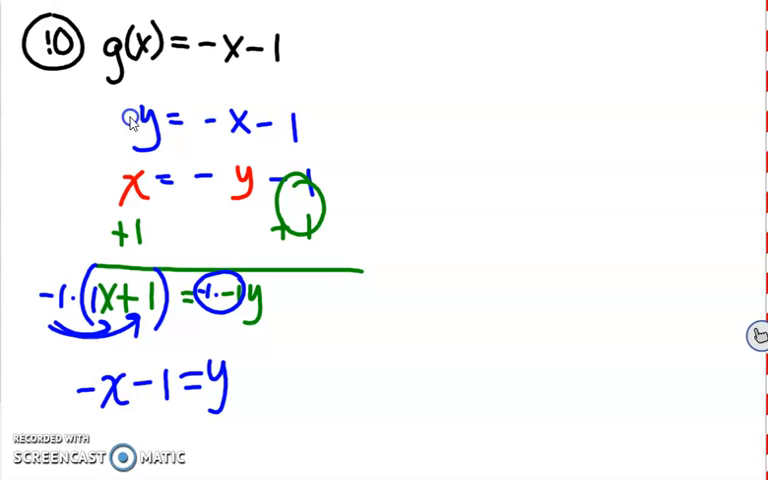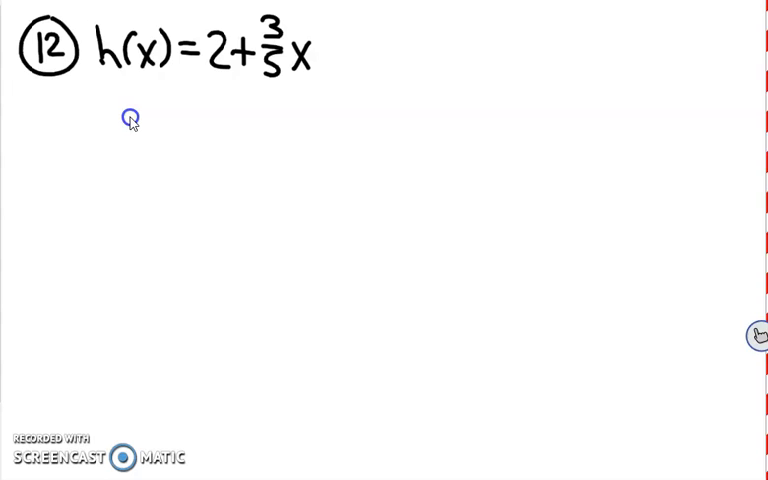Again, because you're multiplying the 1x by negative 1 and the positive 1 by negative 1. So the final answer, using inverse notation, would be the inverse of g of x is equal to the opposite of x minus 1. So problem 12, we replace h of x with y. We're going to exchange the x and the y.